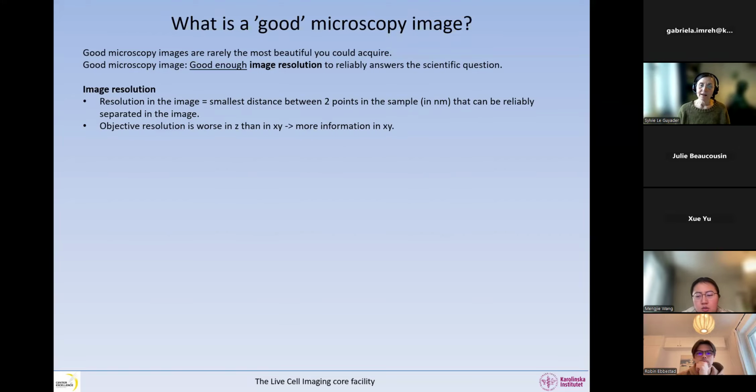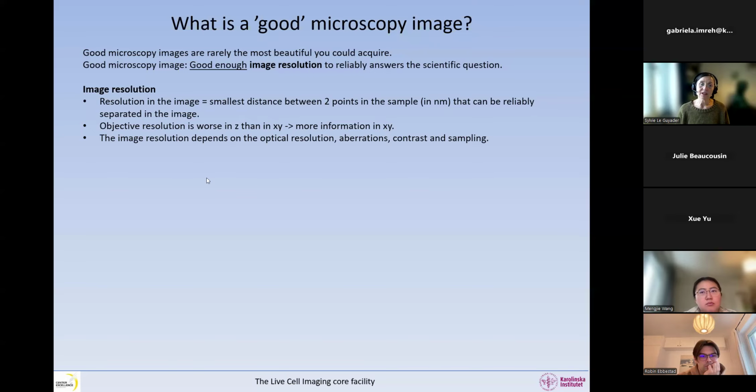So the objective resolution is the resolution that the objective gives you. It doesn't mean it's the same thing as the one that you get in the image. Okay? So that's just the one that the objective is going to give you. So we know that the objective resolution is always worse in Z than in XY. So we get more information in XY than we get in Z. This is the nature of light that does this because we get diffraction and refraction, and therefore we always get a worse resolution in Z than in XY.